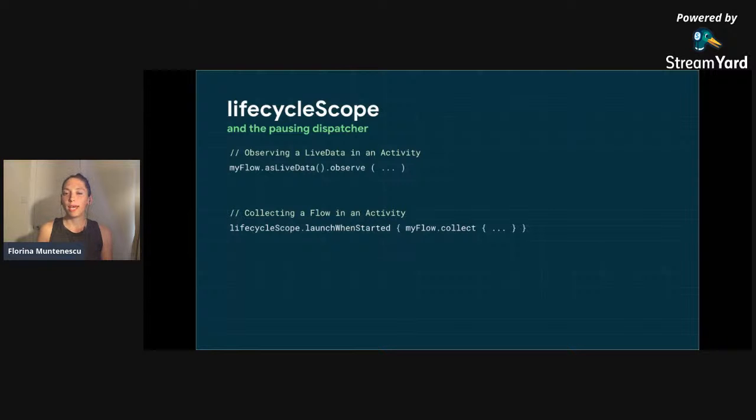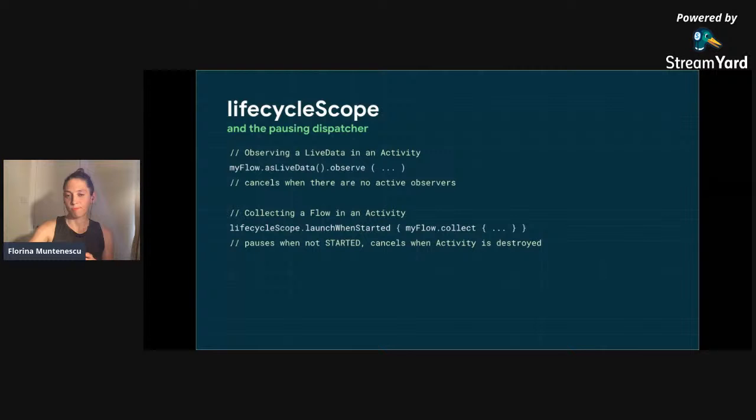So knowing that LiveData is active when the lifecycle owner is at least started, and that we can convert between Flow and LiveData easily, what's the difference between observing a LiveData in an activity and collecting a flow when the activity is started? Well, the first one, using Flow as LiveData, cancels the flow collection when there are no active observers, which means when the activity is in the stopped state.